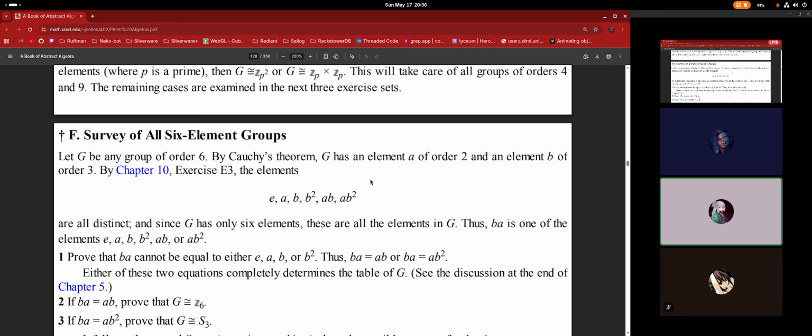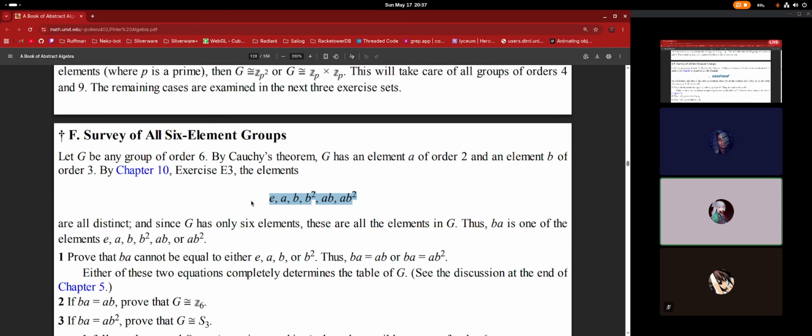No, it's because then we know BA is the identity. That means B must be the inverse of A, but A is its own inverse, so A must be equal to B. Which means that the elements collapse to E, which is the identity, A, and then B, which is just equal to A, so that's not a new element.